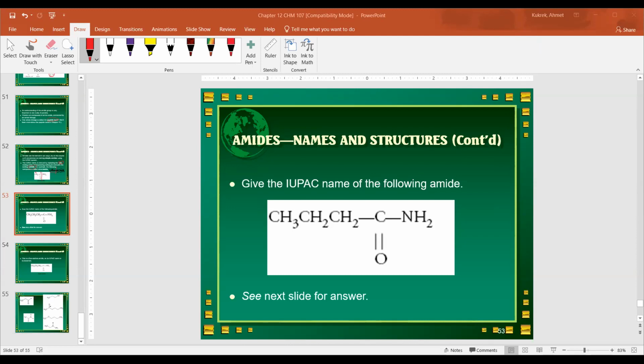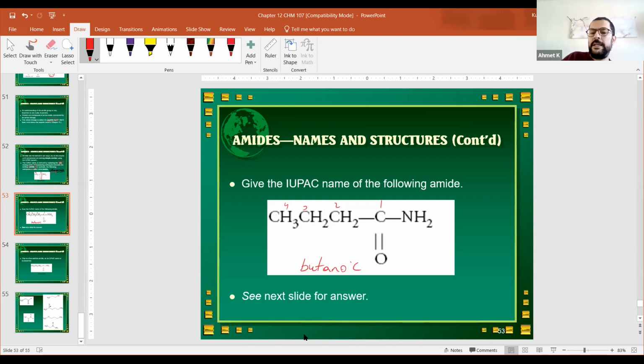So I got butanamide. Okay, let's do it. So it's gonna be amide: 1, 2, 3, 4, right? So it's gonna be butane. And I'm gonna make this butanoic acid, and I'm gonna drop the OIC and make it an amide, right? So it's gonna be butanamide, right? Okay, very good.